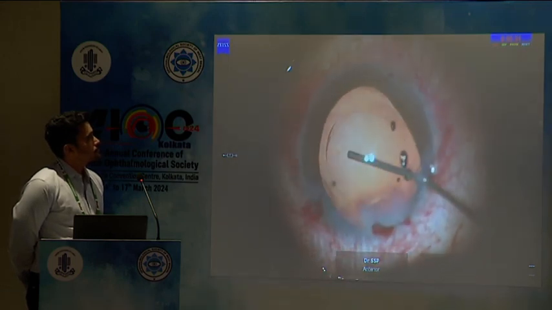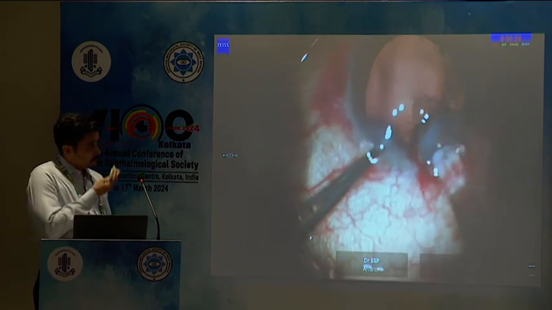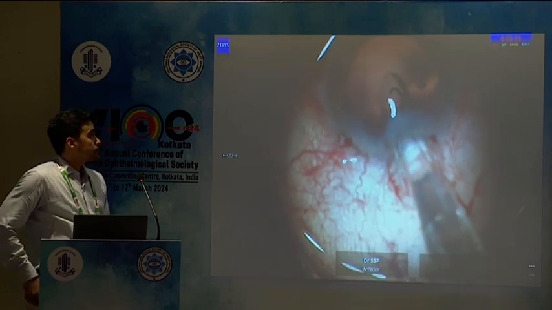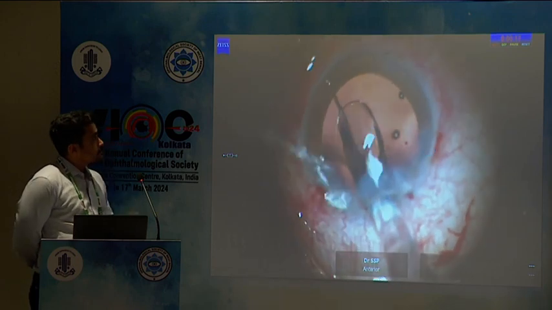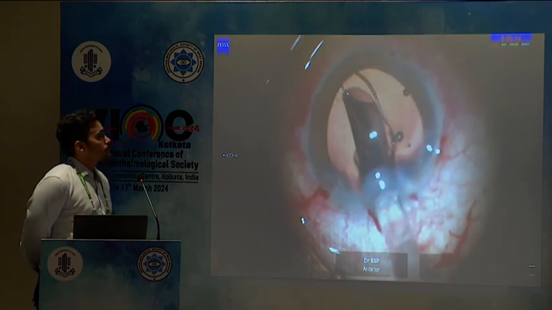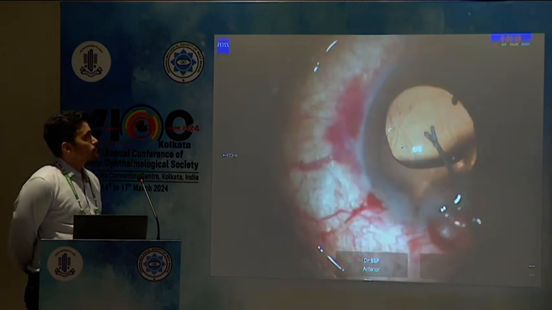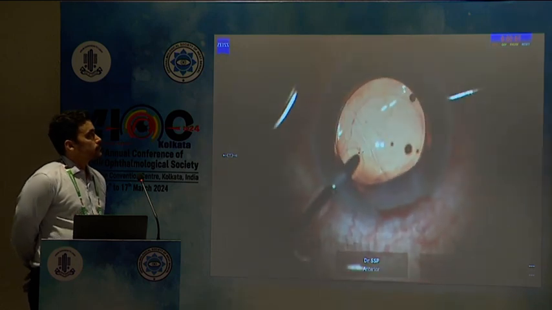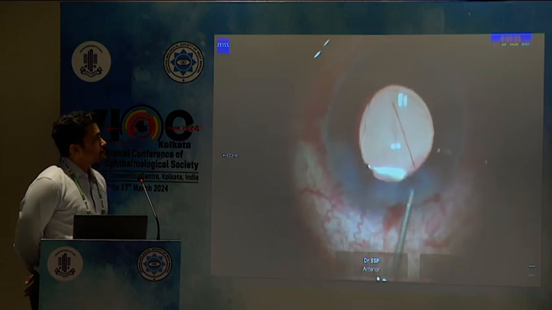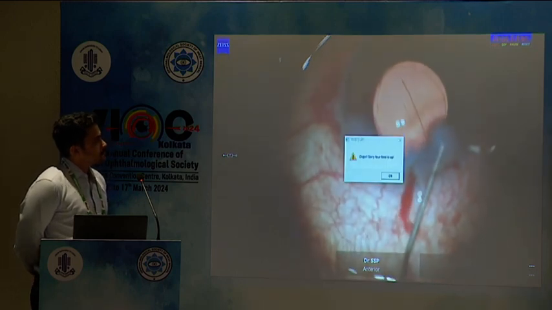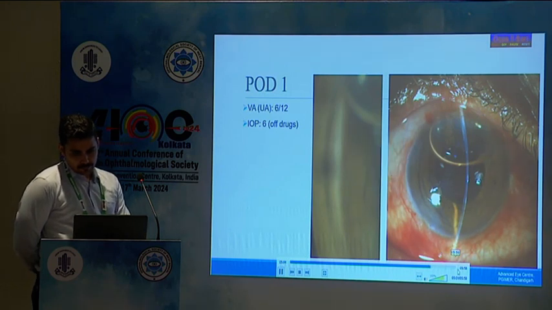Now, after completion of cortex removal, the capsular bag is inflated with cohesive viscoelastic substance and a 3-piece intraocular lens is being implanted in the capsular bag. After removal of the viscoelastic substance, the ports are hydrated. This is the post-op day 1 photograph of the patient.